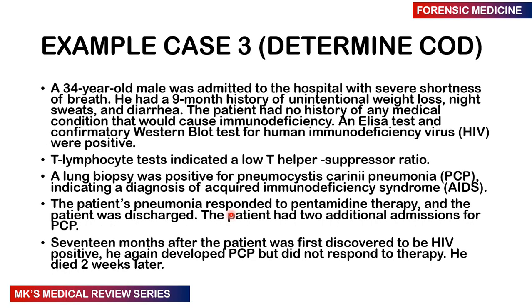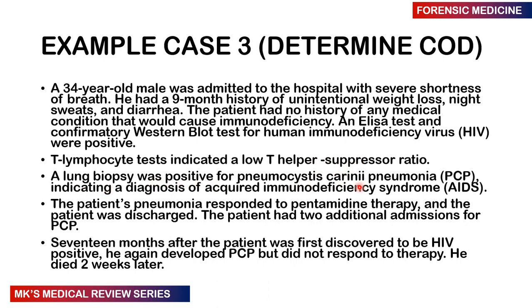So case 3, which is the second last. A 34-year-old male was admitted to the hospital with severe shortness of breath. He had a 9-month history of unintentional weight loss, night sweats, and diarrhea. The patient had no history of any medical condition that would cause immunodeficiency. An ELISA test and confirmatory Western blot test for HIV were positive. T lymphocyte tests indicated a low T helper suppressor ratio. A lung biopsy was positive for pneumocystis carinii pneumonia.